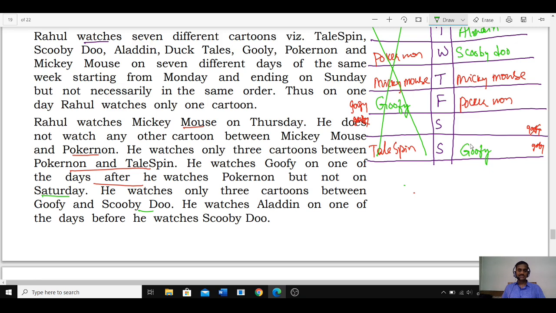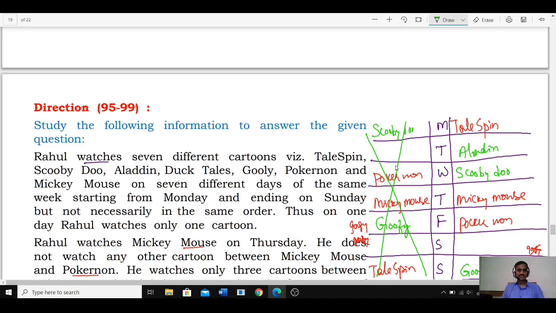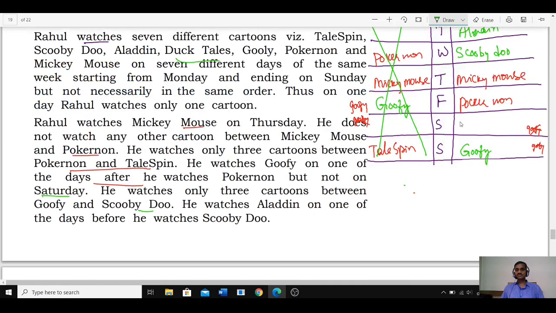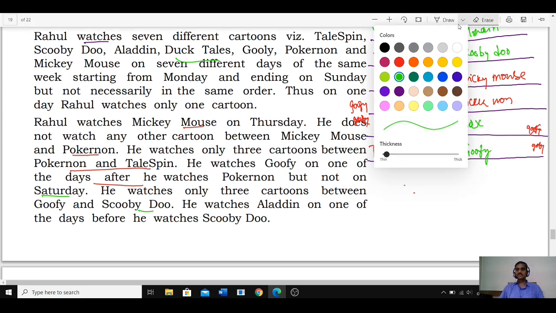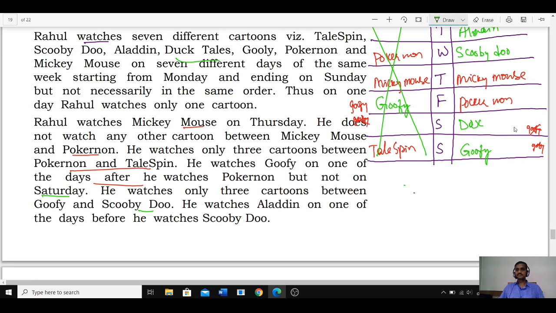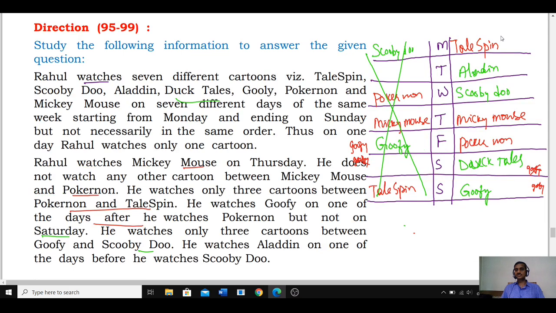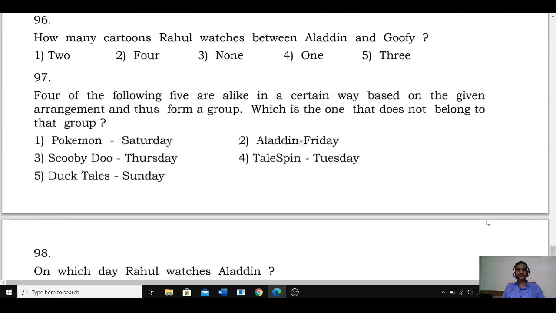And finally, this one is left with which movie? One more movie is left over. Tell me what that is. DuckTales. So he watches DuckTales on Saturday. This is how Rahul watches different movies on 7 different days, starting on Monday, ending on Sunday. Done with this? 95 to 99.